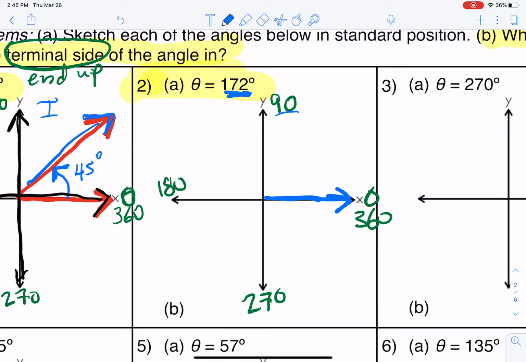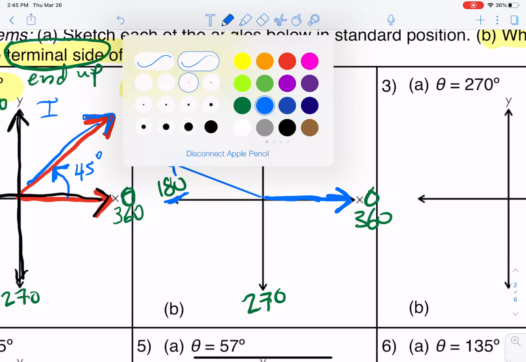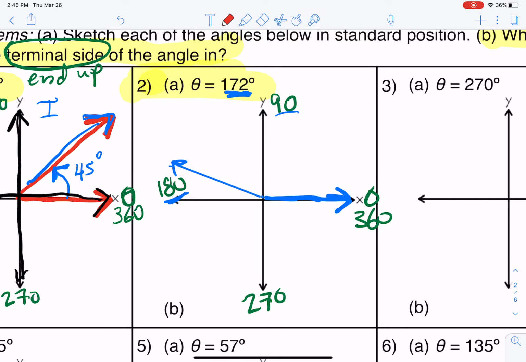Well, 172 is between 90 and 180, and it's a lot closer to 180 than it is to 90. So I'm going to approximate where that would be. Right, that's about where 172 would be. And now I'll draw an arrow indicating the distance that I've traveled from the initial side to the terminal side. And finally, I'm going to label that 172.